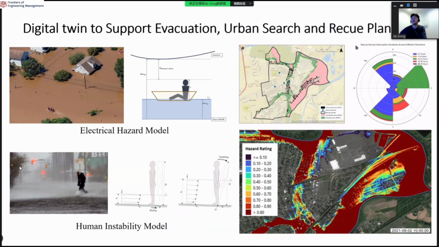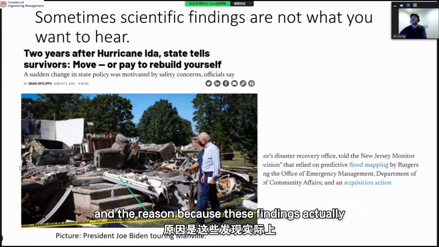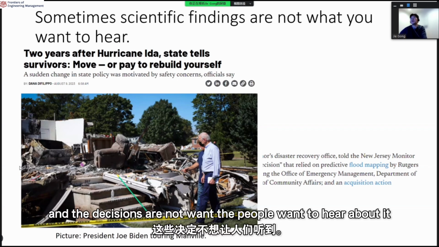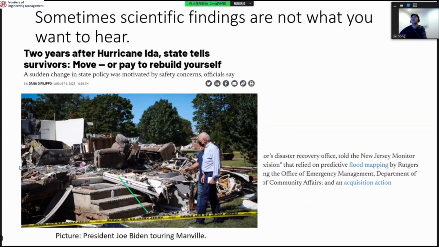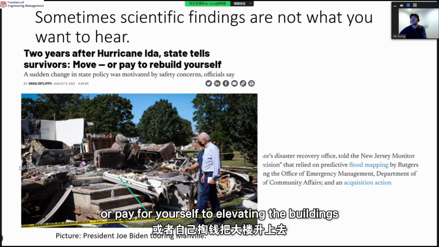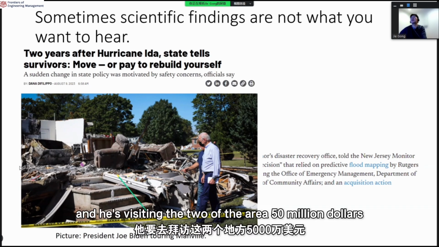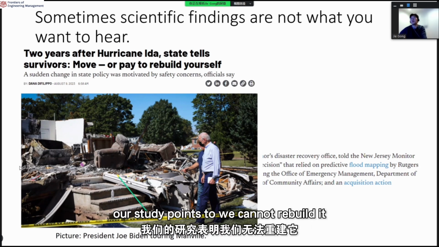And this turns out to be critical, because these findings we sent to the state and the federal government, and we published them. The decisions are not ones the people want to hear about, but the state actually used our findings to make a decision. You either move out of the area, or you pay for yourself to elevate the buildings. They were granted about $50 million by President Joe Biden, who visited on tour of the area, to use to rebuild the city. And the decision eventually, which our study points to, is that we cannot rebuild it.